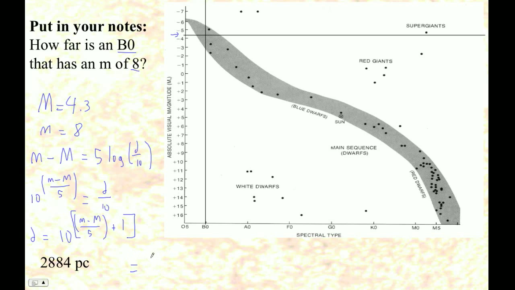Let's just try this. Our little m is 8. 10 raised to the 8 minus 4.3, divided by 5, plus 1. Ha, look at me. That better work or you guys are going to be laughing at me. How do you do that on your calculator? Parenthesis, 8 minus 4.3, divided by 5 plus 1. Good God. What if it goes wrong? Okay, yeah, this failed spectacularly.